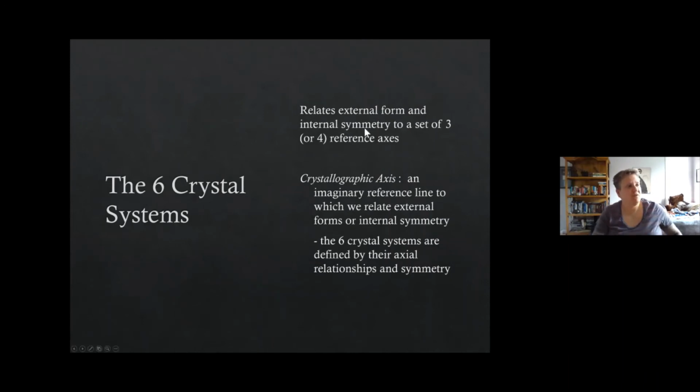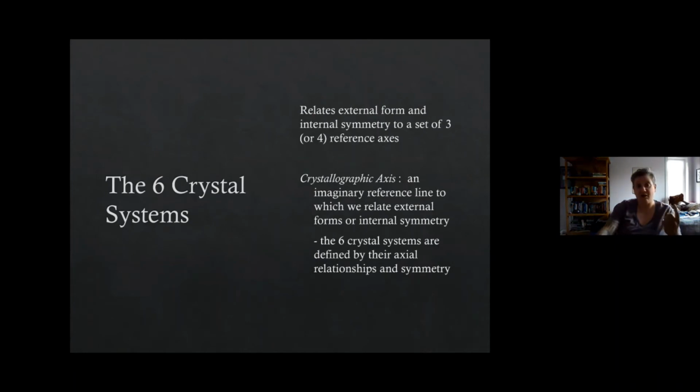So the 6 crystal systems relate external form and internal symmetry to a set of 3 or 4 reference axes. So the number of axes is going to depend on the crystal system. Each of them has a different set of axes. So a crystallographic axis is just an imaginary reference line that we're going to relate those symmetry elements to, and therefore relate the atoms and structure to. So we define crystal systems, triclinic, monoclinic, orthorhombic, by the relationship of their axes and also by their symmetry.